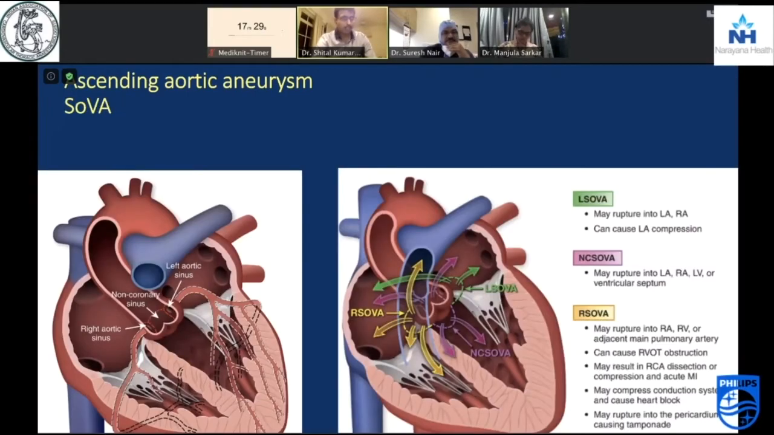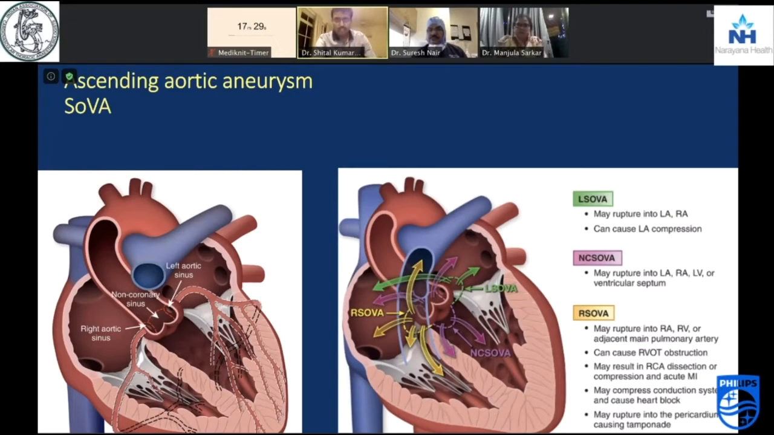Coming on to the SOVA, or the sinus of Valsalva aneurysm. Most of them are from the right coronary cusp, but it can also originate from the non-coronary or left coronary cusps. And the etiology can be congenital, bicuspid, connective tissue, or acquired, endocarditis, iatrogenic, all those things. This diagram is showing all three.